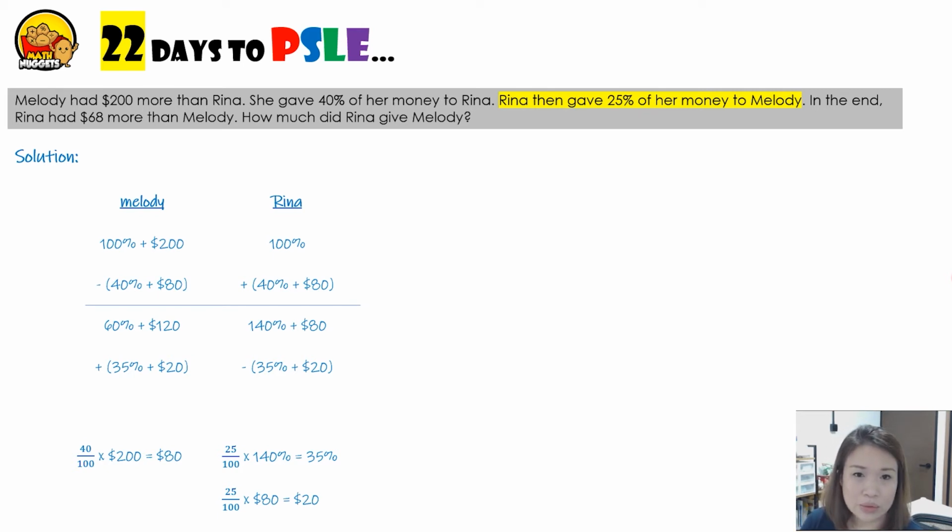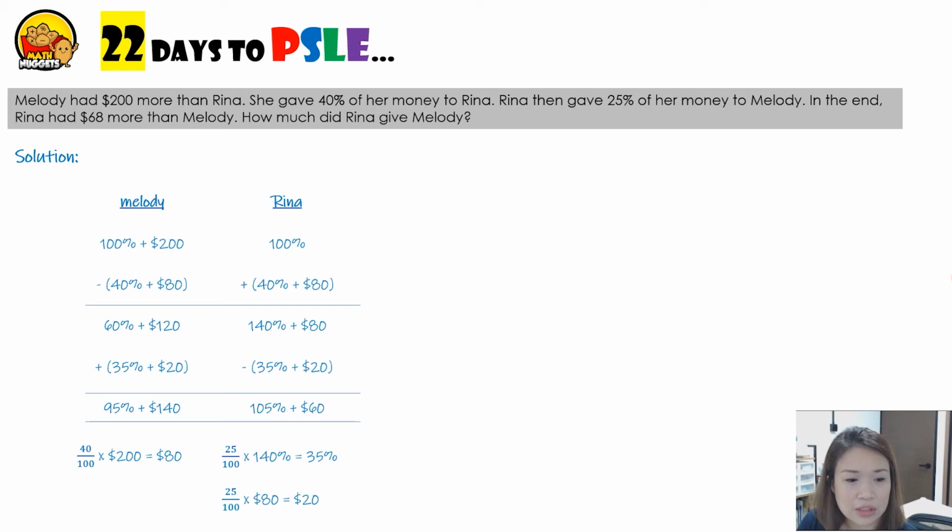So once again, draw a line. Okay, we're going to tally how much each of them has. Melody would now have 95% and $140. As for Rena, she would now have 105% and $60. So in the end, the question tells us that Rena had $68 more than Melody.